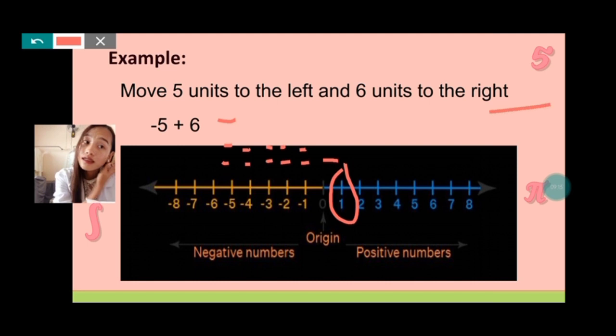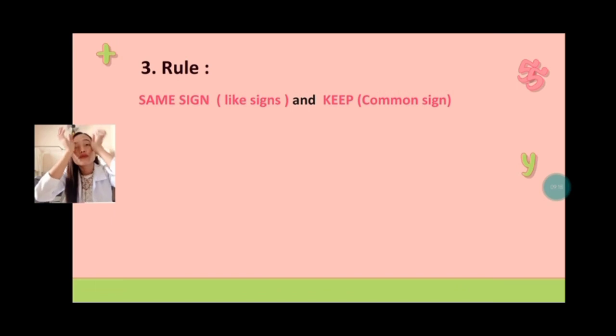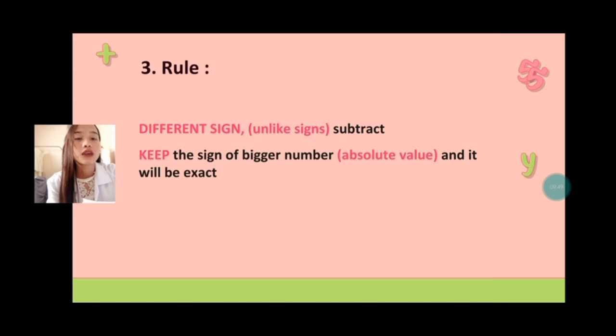So next is the rule. What is the rule of addition of integers? Same sign, or like sign: add and keep the sign. Different sign, or unlike sign: subtract. Keep the sign of the bigger number, and it will be exact.